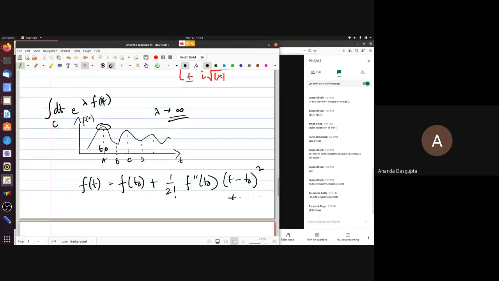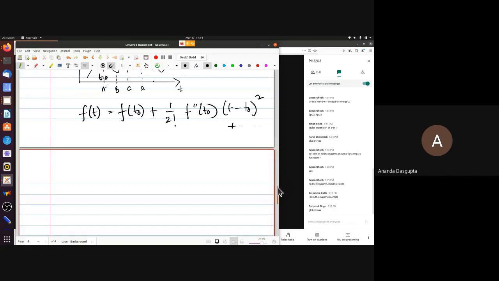Let's just say we will make our life a bit easier by absorbing lambda inside the definition of the function f(t). So from now on, whenever I say f(t), I really mean lambda times the original function f(t). So this function actually grows in size as lambda becomes very large.